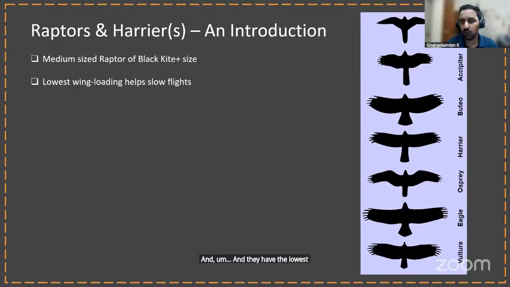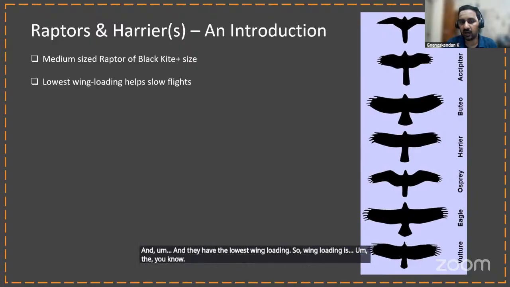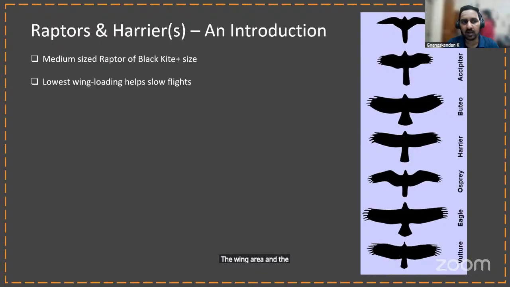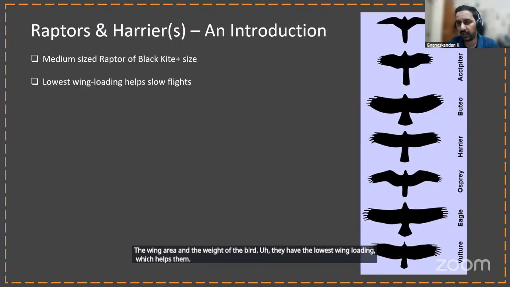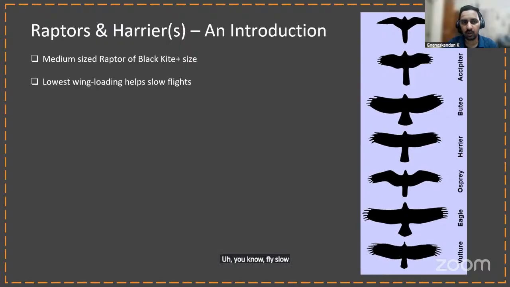These are medium-sized raptors, as I already mentioned, and they have the lowest wing loading. Wing loading is the wing area relative to the weight of the bird. The lowest wing loading helps them fly very slowly over their habitat, so that they can listen to what's happening below the grass and below the reed beds, and then they are able to catch their prey.